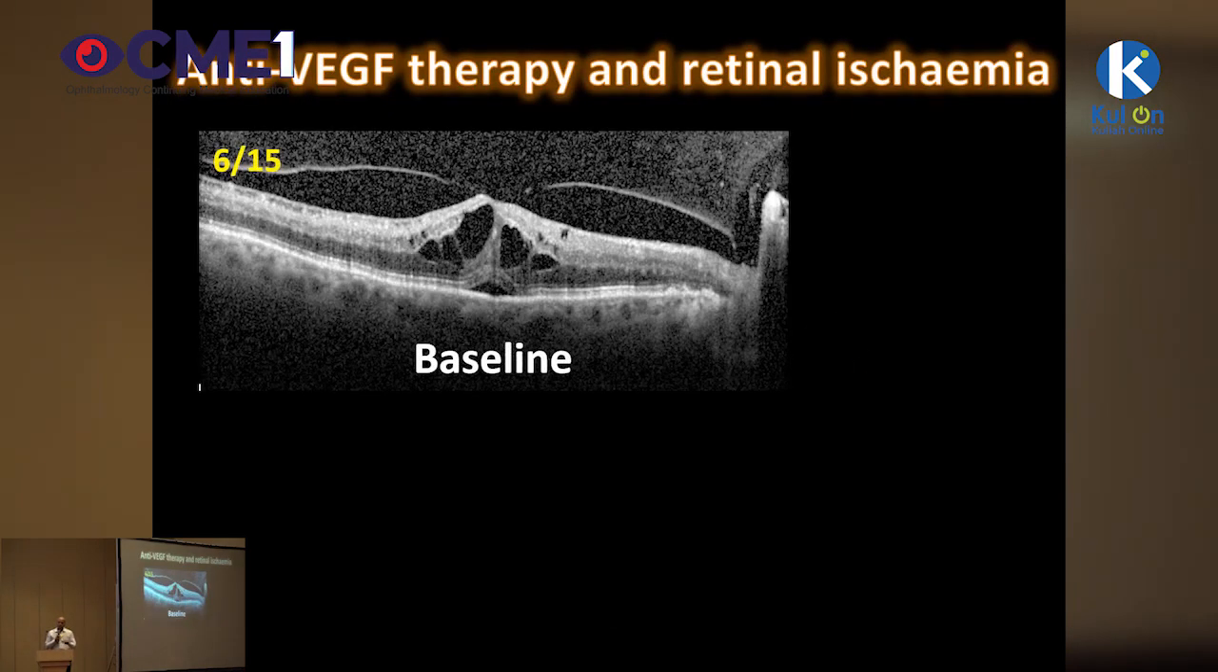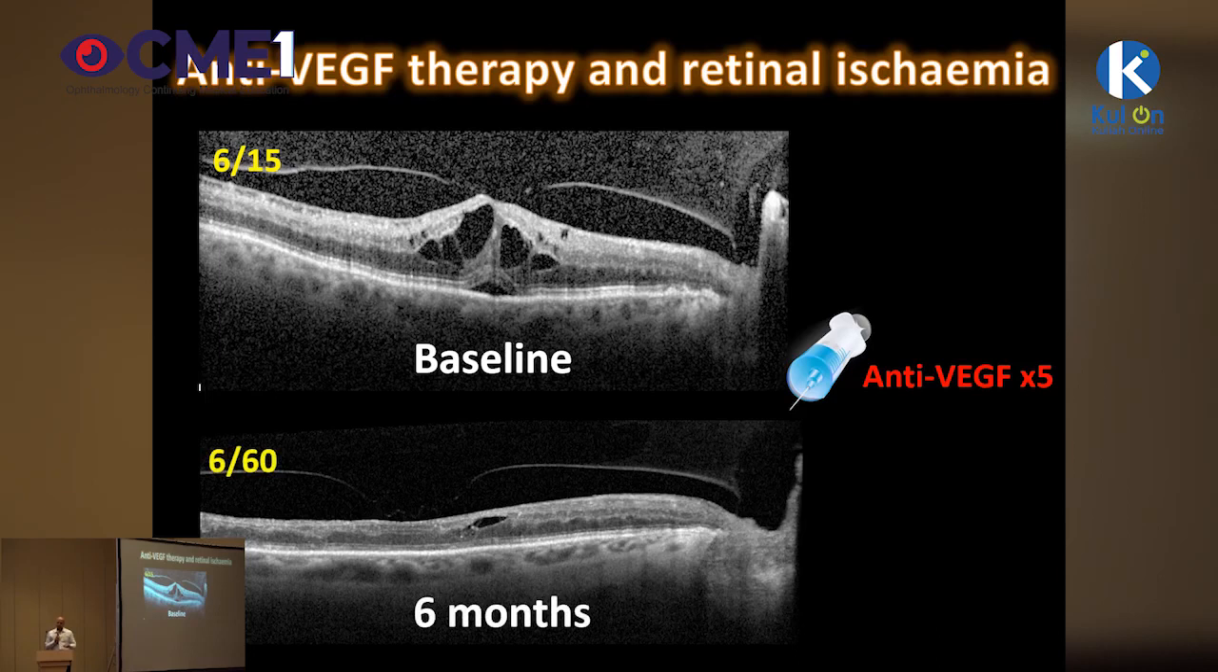So this patient I treated with anti-VEGF therapy, and I gave them 5 injections, and their vision went from 6/15 to 6/60, even though all the fluid has gone. Can you play the video? So this is the fluorescein angiogram after 6 treatments.